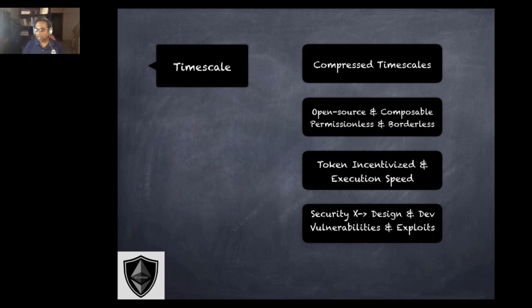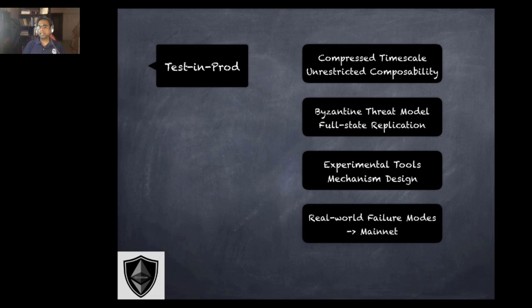So security is not really kept in mind or given the front seat from a design and development perspective, leading to vulnerabilities and exploits. A good segue, in answer to the question posed earlier, is that testing is really critical, but it's also very hard to do in a production setting. In a Web2 world, we have a test environment and then production and maybe something in between. But in the Web3 space, "test in prod" is a meme, yet there is some truth to it. The reasons, again: compressed timescales, unrestricted composability, Byzantine threat model.